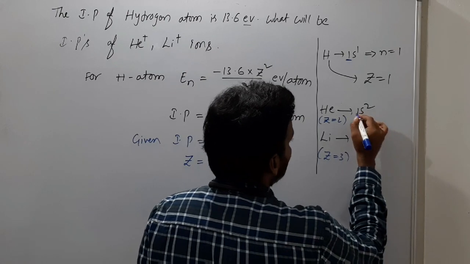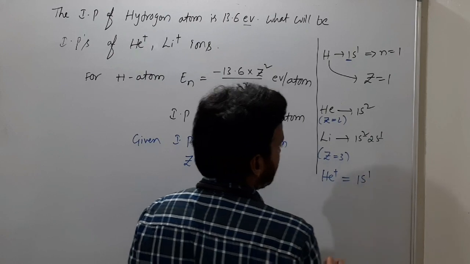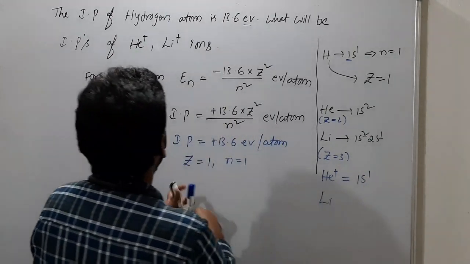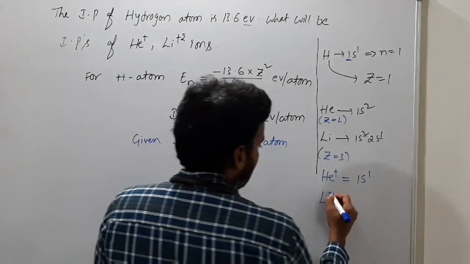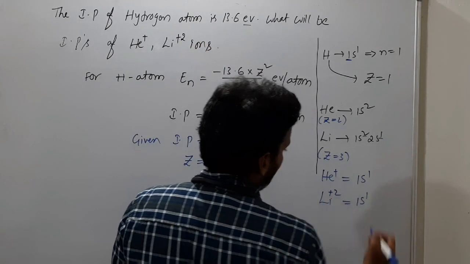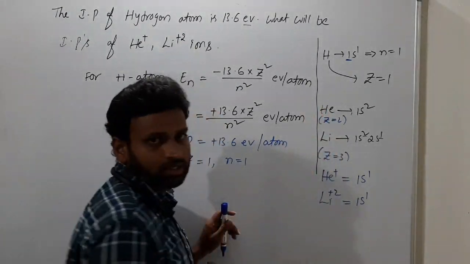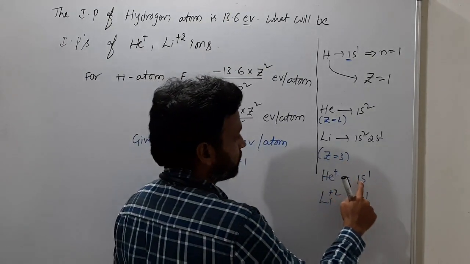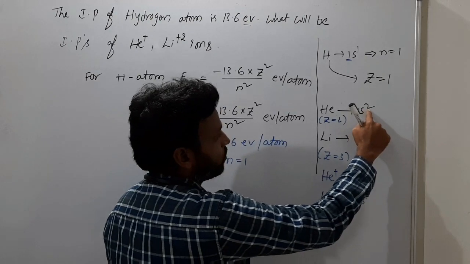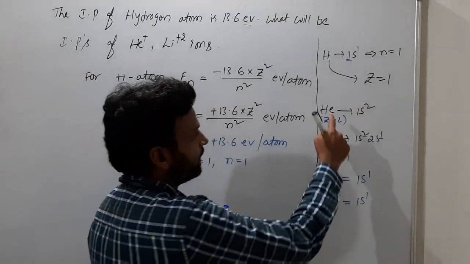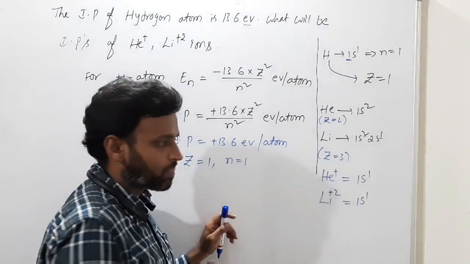Of course, but they are asking He plus, which means 1s1 only. Li plus 2, sorry, in this numerical Li plus 2 means again 1s1 only, because He plus means it lost one electron. So that's why instead of 1s2 you are writing 1s1. This is 2 minus 1 we have taken. Helium has 2 electrons but He plus has only 1 electron.